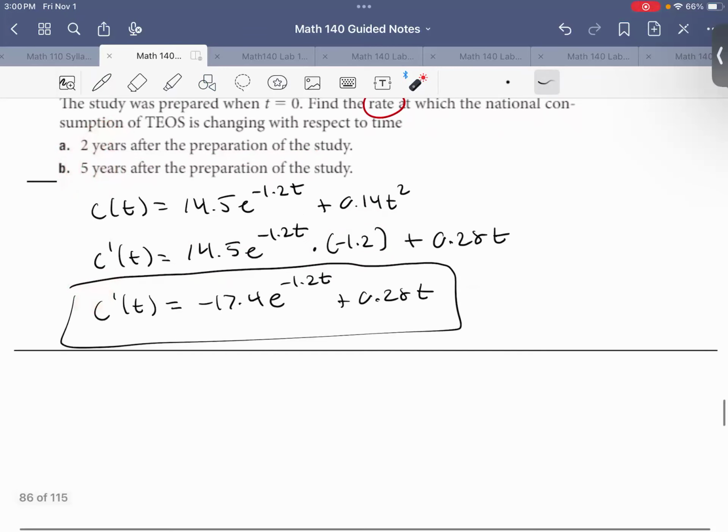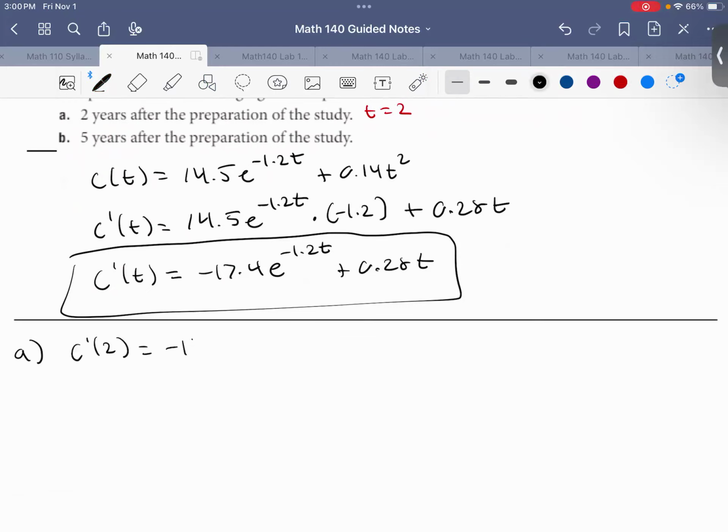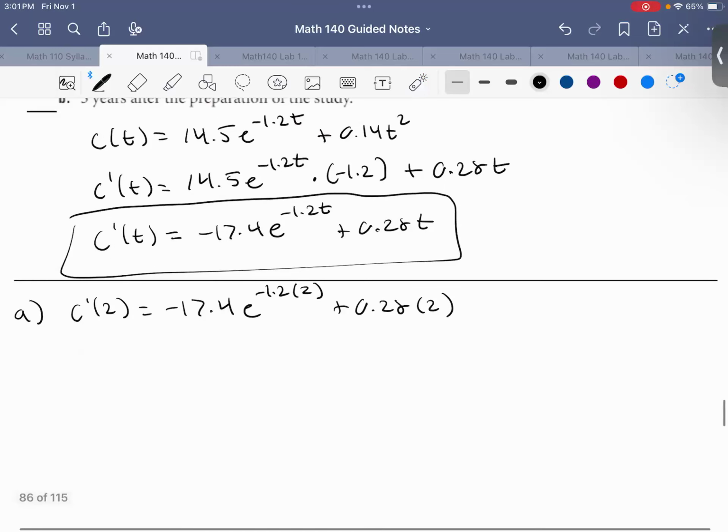So for part A is 2 years. So I would have T equals 2. So C prime of 2 equals negative 17.4 e to the negative 1.2 times 2 plus 0.28 times 2. So here's where you can just plug it into your calculator or Desmos and get an answer. So what you would end up with, if you're doing it correctly, is negative 1.01849.